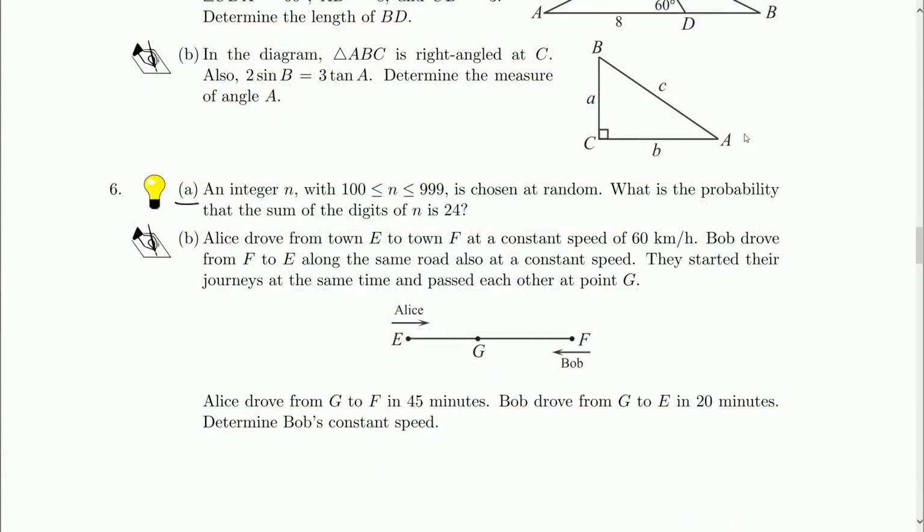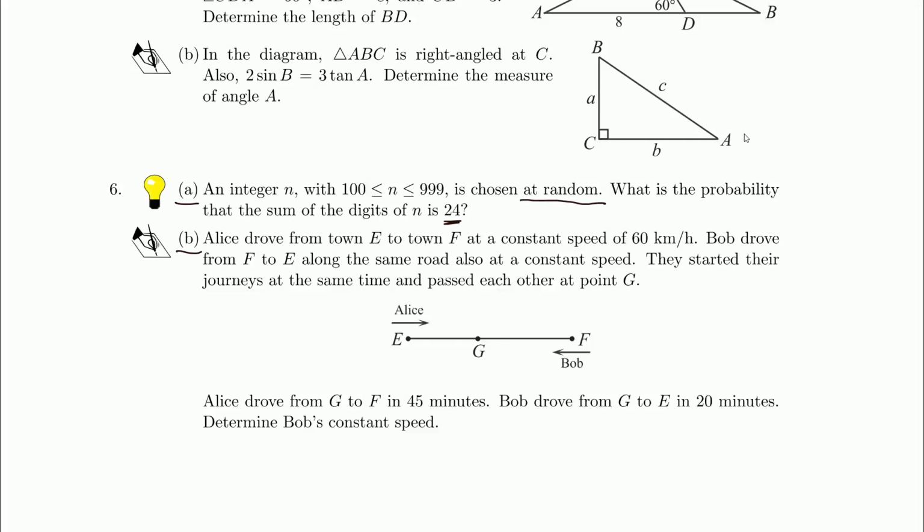So we've got an A part and a B part, as standard in the middle of the contest. A part: an integer n, so n is a 3-digit integer, so it's between 100 and 999 inclusive. It's chosen at random. What is the probability that the sum of the digits of n is 24? So we need exactly 24.